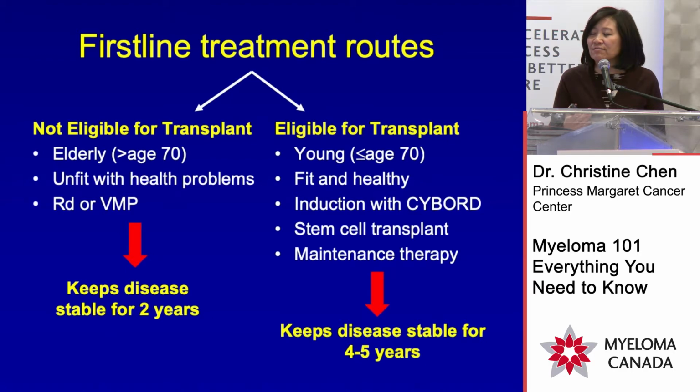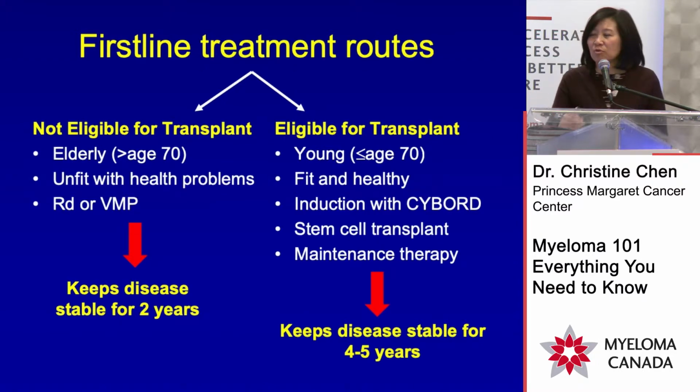There's no hard cutoff. If patients are unfit with many health problems, we feel that the transplant, which is one big bang of treatment, may be hard to tolerate, so they may be put into the non-eligible category. For those patients, our standard treatments currently include either RD, which is lenalidomide and dexamethasone, or VMP, which is bortezomib-based treatment. So again, you're seeing our standard backbone drug combinations. Soon you'll hear more about daratumumab, a monoclonal antibody, being added to some of these regimens. But currently, this is what we have available.